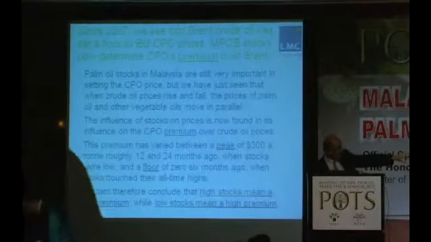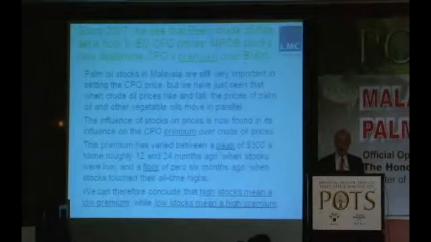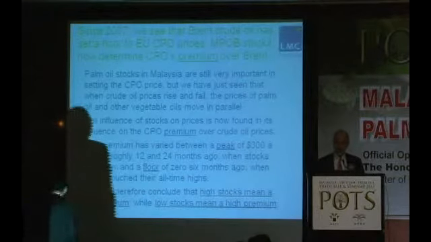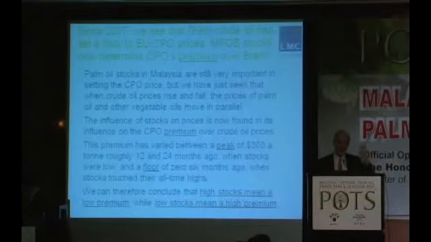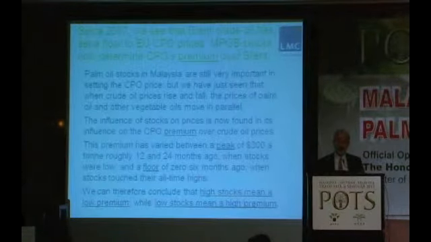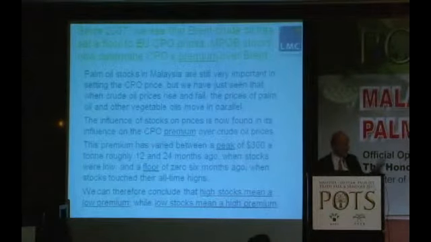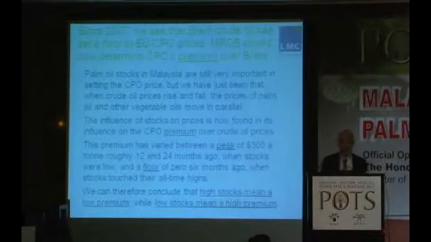In the third paragraph, I point out this premium can change a lot. The peak was $300. That was 12 months ago. That was 24 months ago, in the middle of the year. And the floor is 0, which was about 6 months ago. So again, high stocks mean a low premium, low stocks mean a high premium.